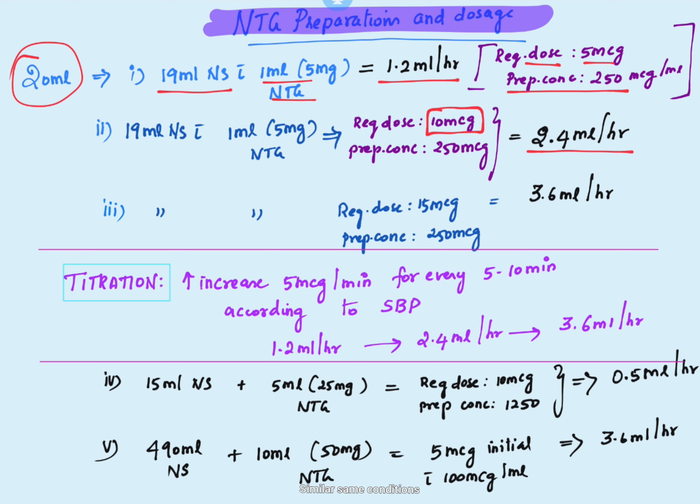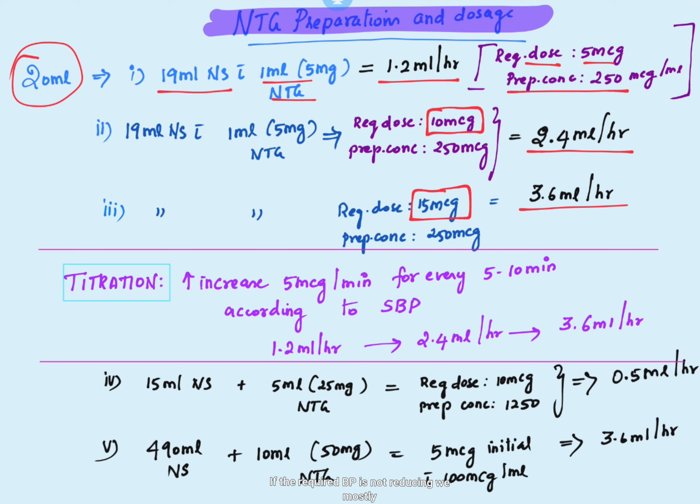Under the same conditions, if we increase the required dose, or the initial dose, to 15 mcg, we will arrive at 3.6 ml per hour as the rate. So why do we need to know these increasing rates? Because in this condition we can't give the same rate throughout the course. We have to increase it.